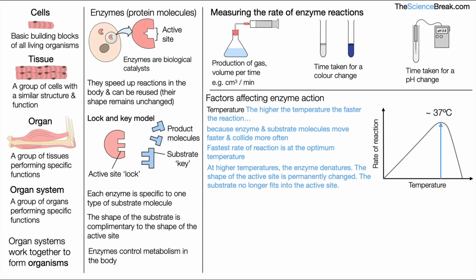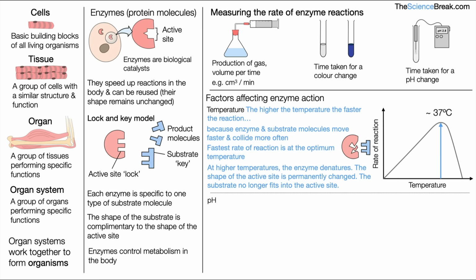At higher temperatures, the enzyme denatures, the shape of the active site is permanently changed, the substrate no longer fits the active site. Here is an enzyme molecule as normal. However, if the temperature is too high, the active site changes shape, the substrate no longer fits the active site, we say that the enzyme is denatured.